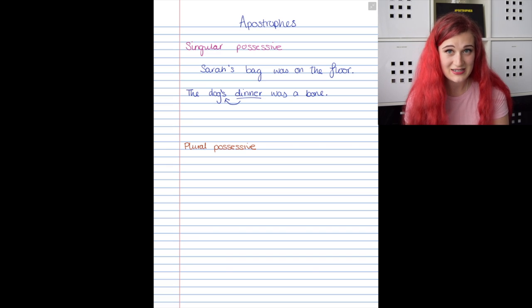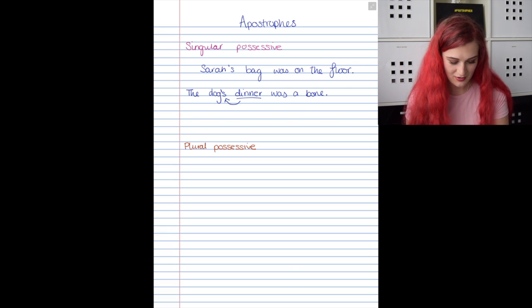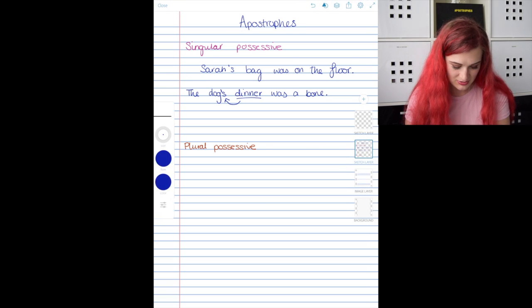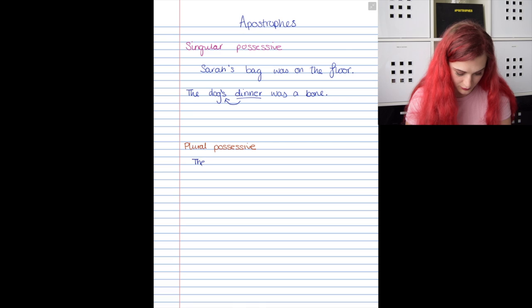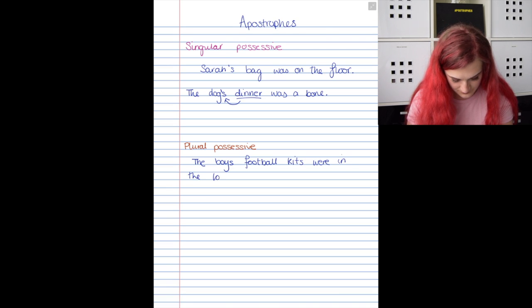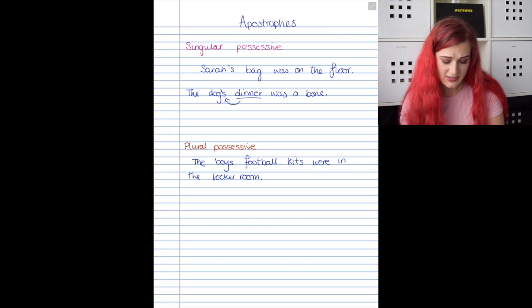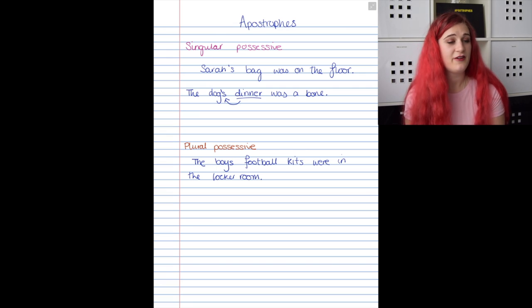So plural possessive is used when you've got a group of people or a group of things that have something. So let's go through an example. Change back to blue. The boys' football kits were in the locker room. Now, I haven't put an apostrophe in there yet. If I had that as the boys' football kit was in the locker room, that belongs to one boy. But here I'm saying a group of boys had all of their football kits in the locker room.